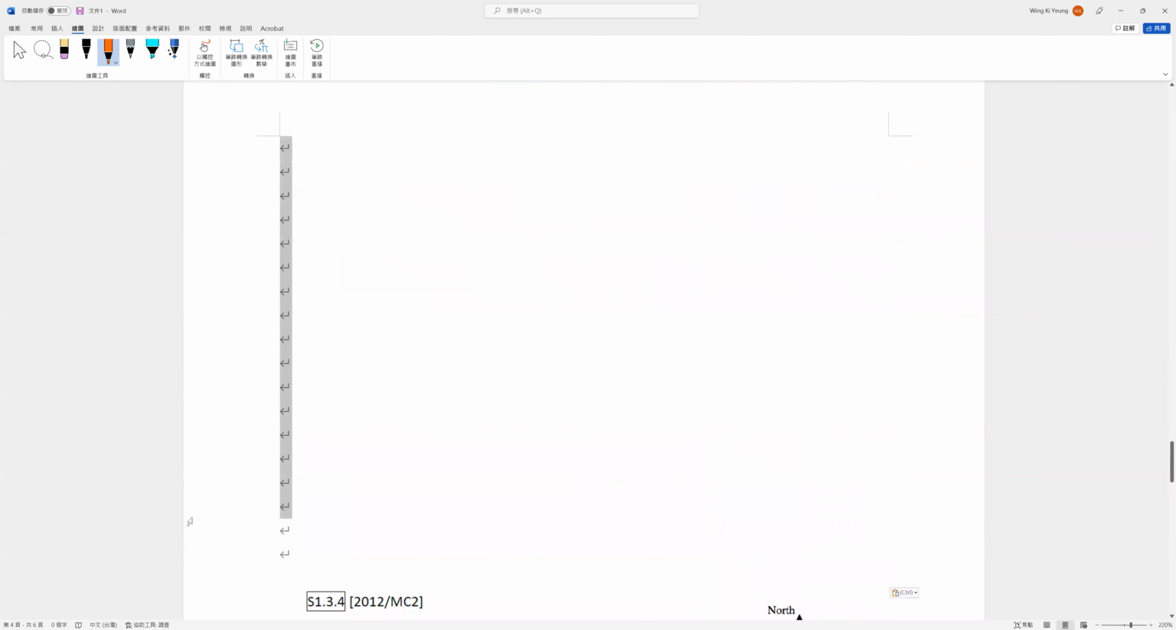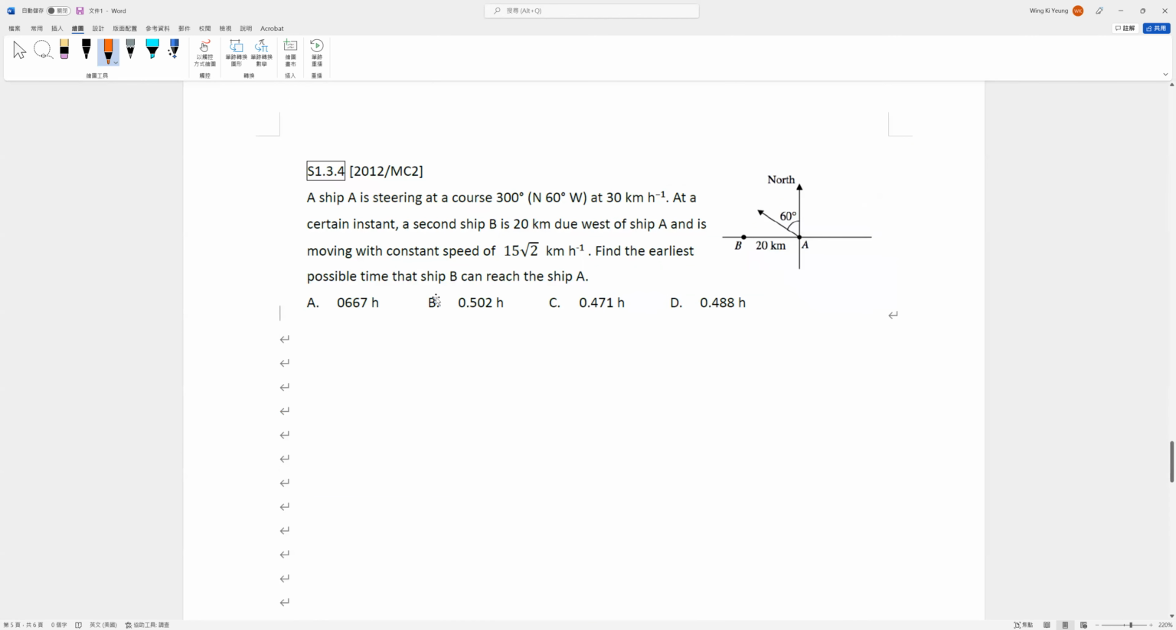Let's move on to the next one. So you take a look at the question first. Ship A is moving at that angle, at 30 km per hour. And ship B is 20 kilometers due west of ship A, and is moving with a constant speed of 15.2 kilometers per hour. Find the earliest possible time the ship B can reach ship A.